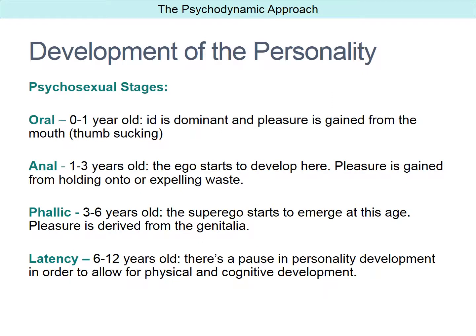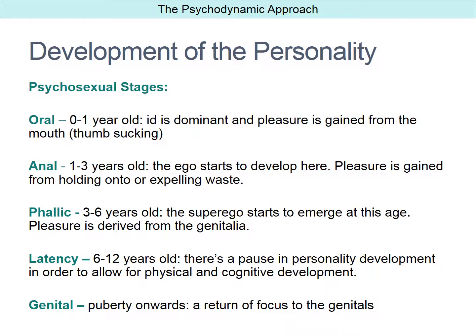Between about 6 and 12 years old, Freud suggested that there was a pause in personality development, so nothing really happens at this point, and this is called latency. He thought that this was because during that age there's a lot of physical and cognitive development, so the personality sort of paused in order to make room for those. But personality development continued after puberty, in the genital stage, where the focus again returned to the genitals.